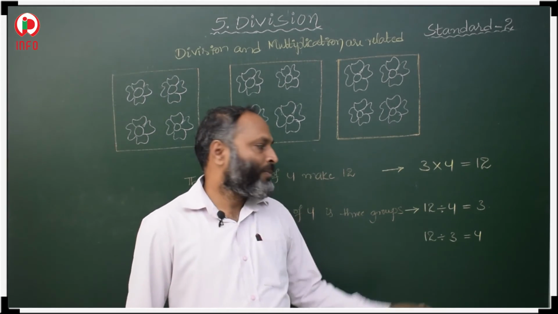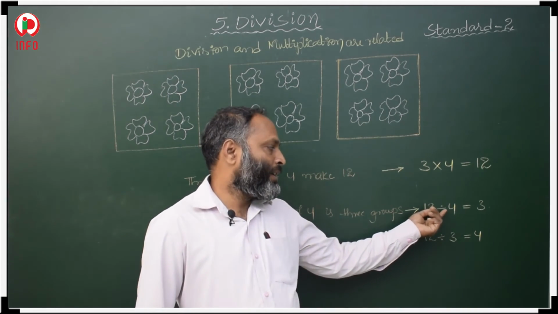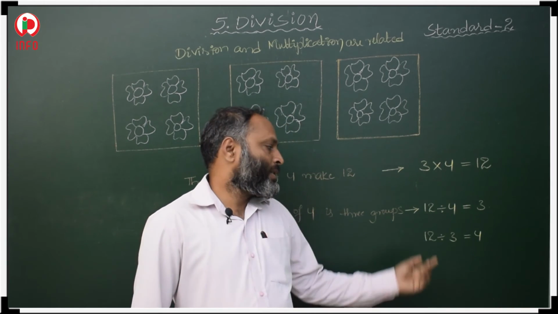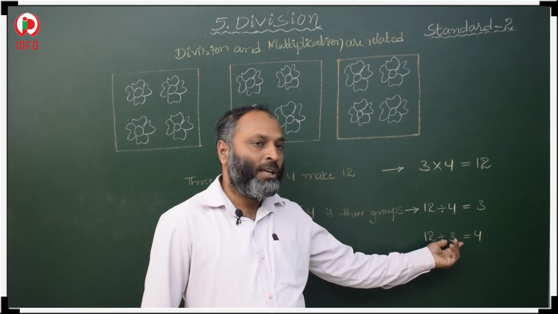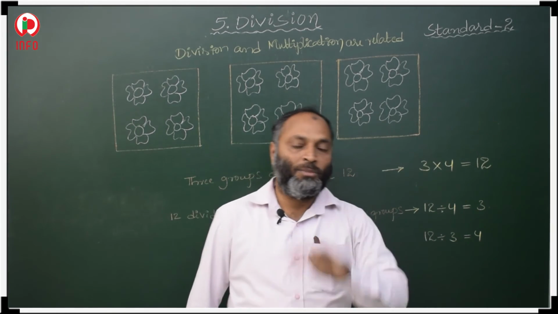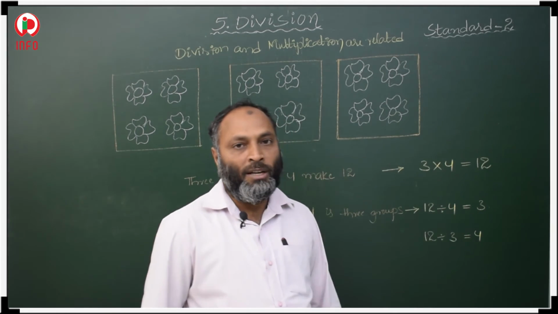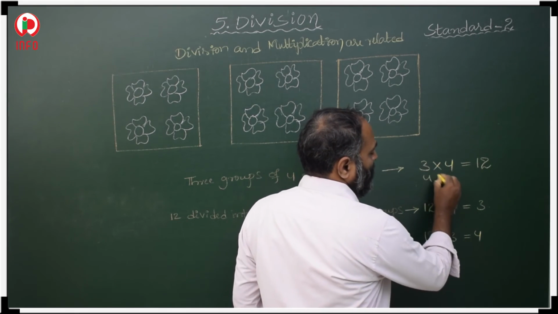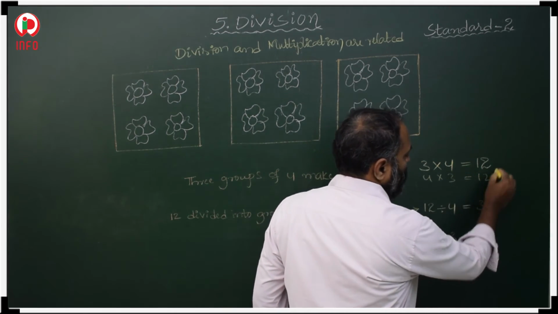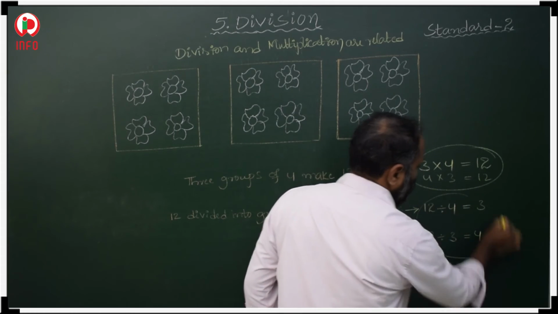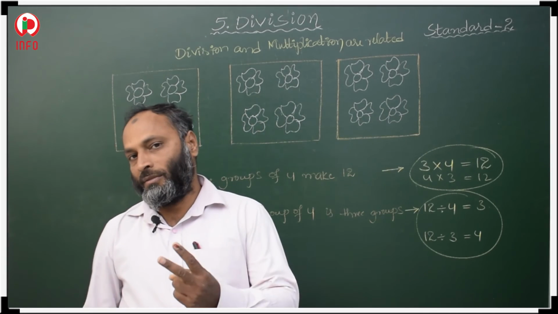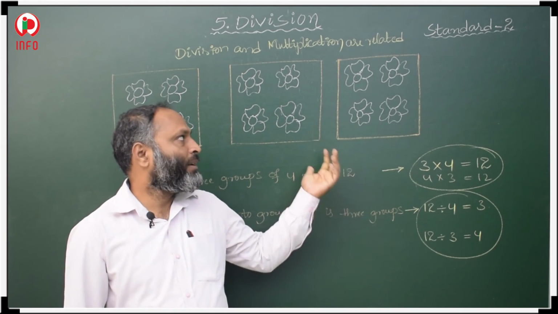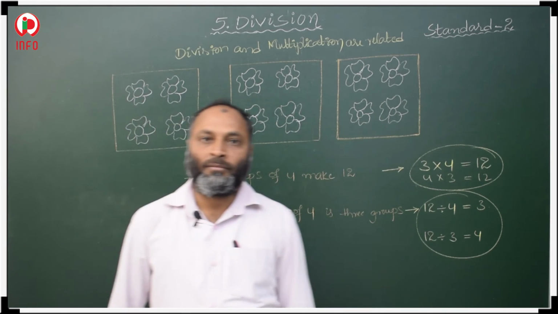So these two are division statements. 12 total flowers divided into 4 flowers in each group, then you will form 3 groups. These total flowers divided into 3 groups, then 4 flowers are there in each group. And the multiplication statements are 3 4s are 12 or 4 3s are 12. So in multiplication we have 2 statements, and division also has 2 statements. This is the relation between multiplication and division.